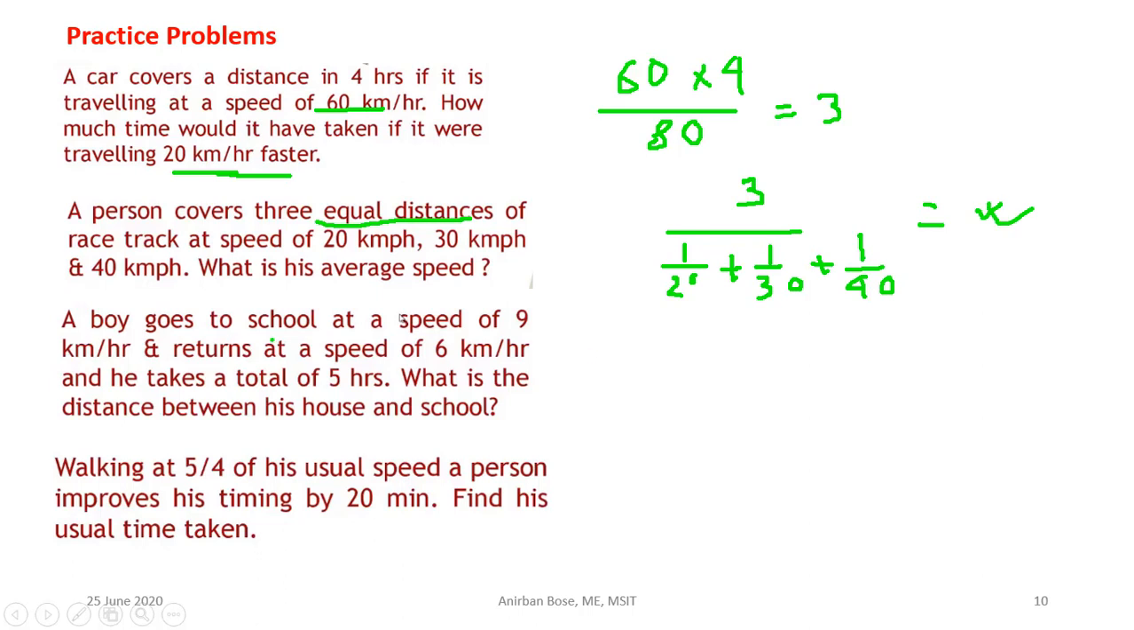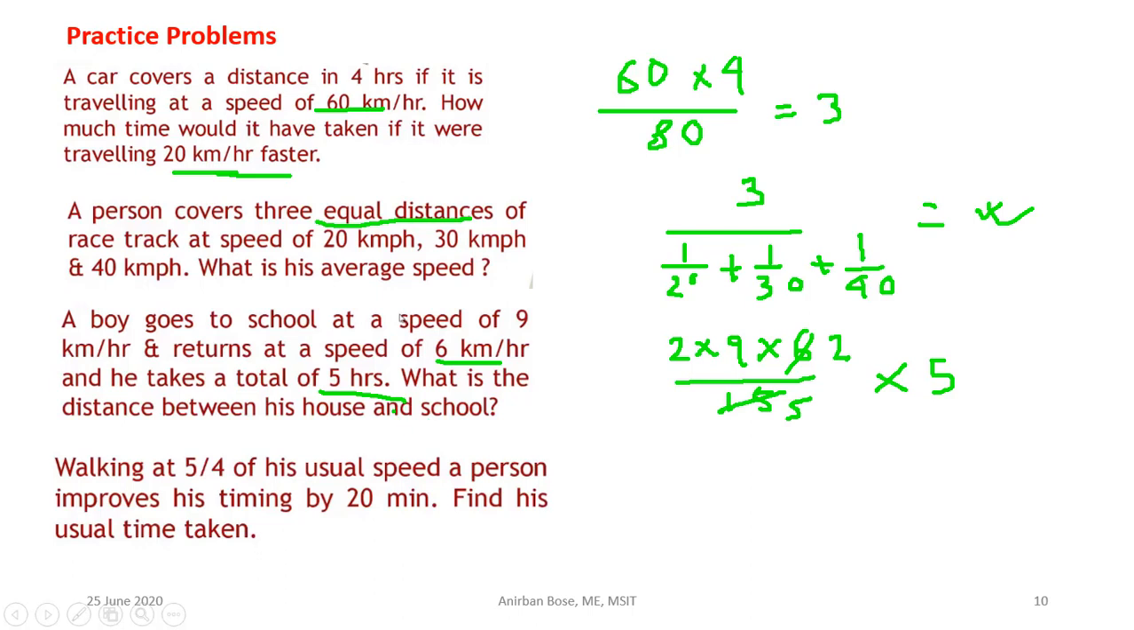Third one, a boy goes to school at a speed of 9 km per hour and returns at a speed of 6 km per hour. So the same distance covered at 9 and 6, you can easily find out the average speed of 9 and 6. That will be the harmonic mean. So 2 into 9 into 6 divided by 9 plus 6. What is 9 plus 6? 15. Okay, so you can easily find out what the average speed is. Now in this average speed he takes a total of 5 hours. So simply multiply it by 5 hours.